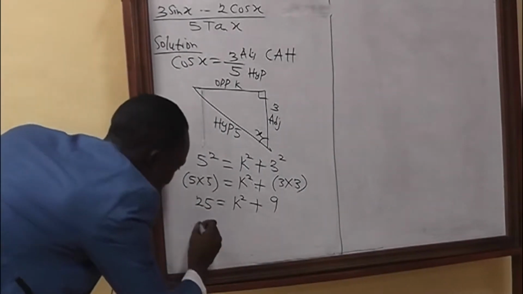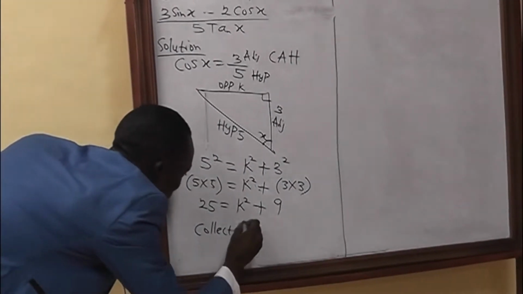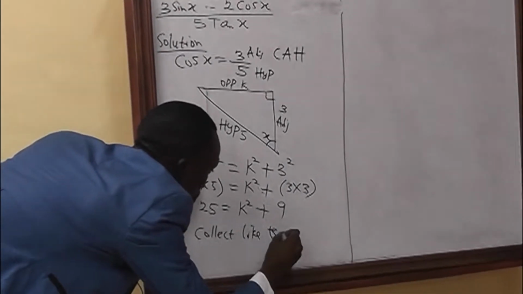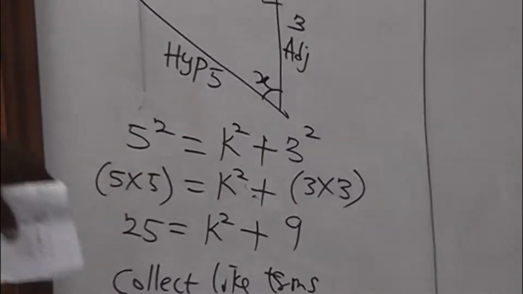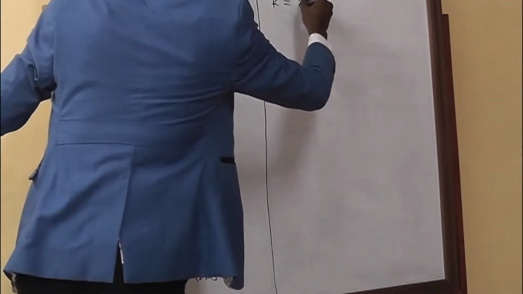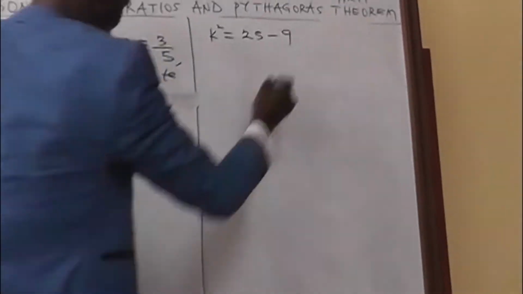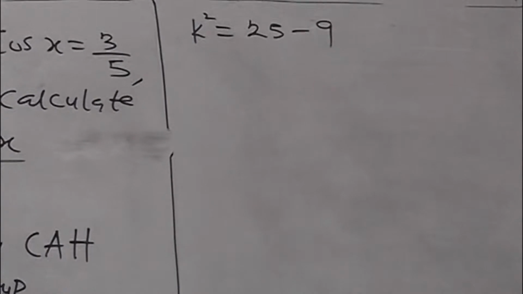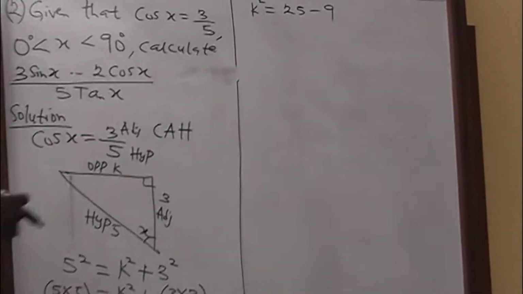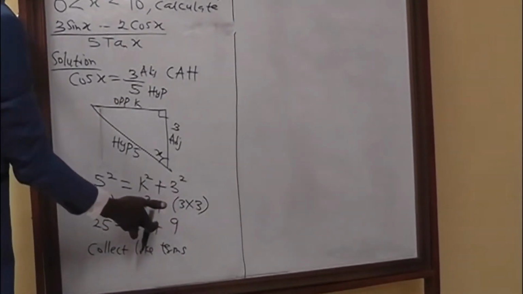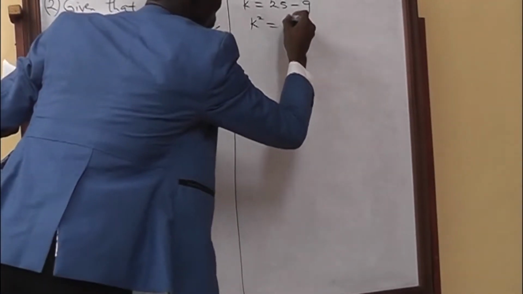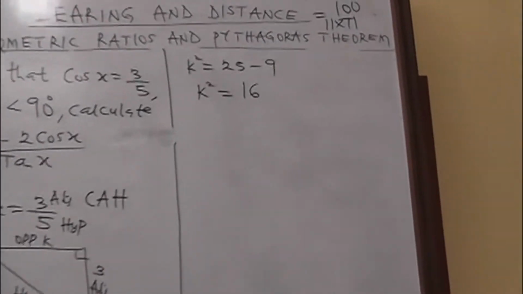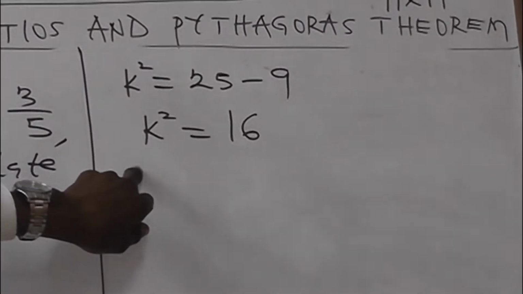So after this stage, the next thing we do is to collect like terms. So after collecting like terms, what we have is k square to be 25 minus 9. This is turning to minus 9 because this plus 9 is crossing the equality sign. So that's why we have it as minus 9 instead of the plus 9 that we have here. So from here, k square is equal to 16. Now we've come to the point where we need to find the square root.